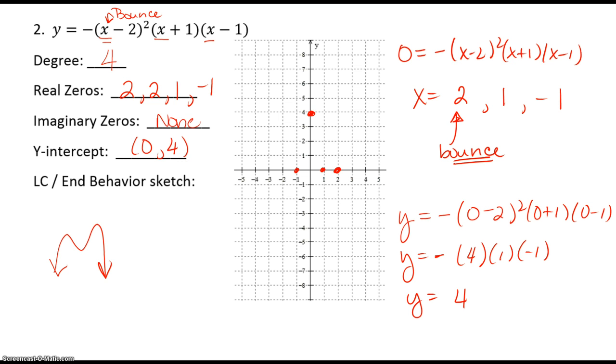So when I go to draw my sketch, it's really important that I focus on that bounce. I touch it, I come right back down the same direction. On this side right here, I'm coming from underneath, from my end behavior. I'm going to come up and touch this turning point. I'm going to have a quick turning point. When I touch 2, I'm going right back down. Again, this is the bounce right here.